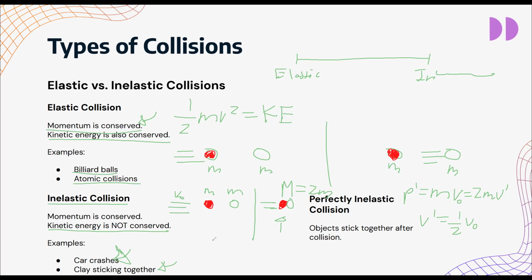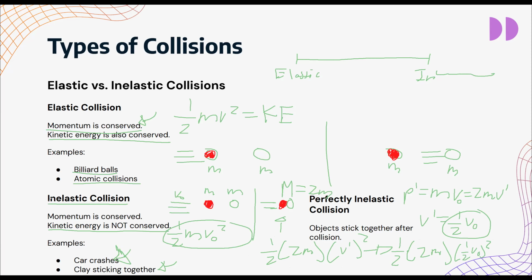You can clearly see that before, the kinetic energy was 1/2 m v naught squared, and after, it was 1/2 times 2m times v prime squared, but v prime here is just 1/2 v naught. So this turns into 1/2 times 2m times 1/2 v naught squared, and the 1/2 is going to turn into 1/4. We can clearly see that these two values do not equal each other. So kinetic energy is not conserved in an inelastic collision.